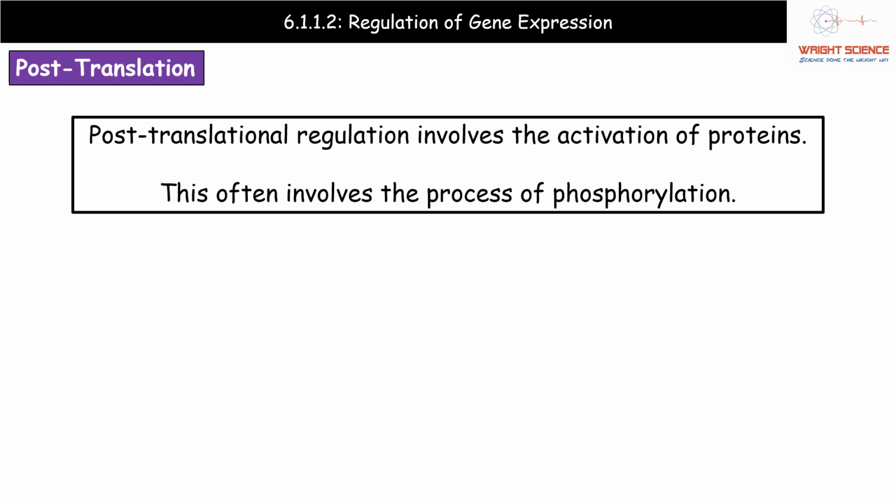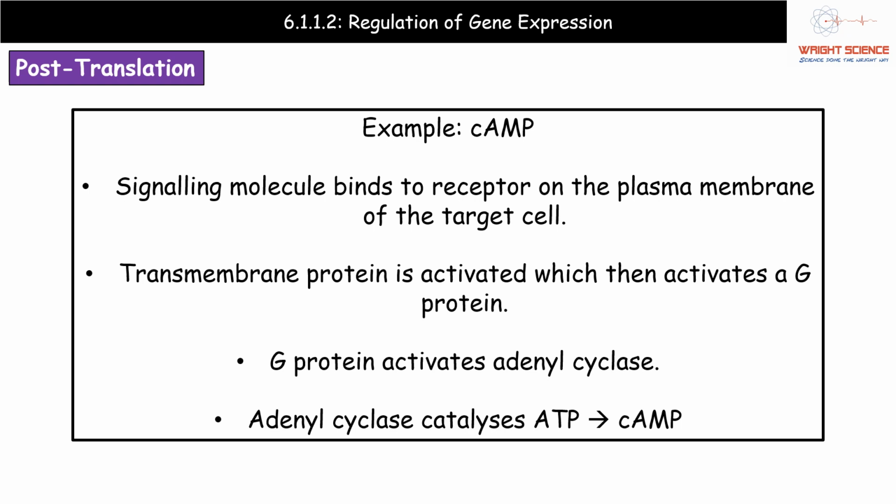The last category of our gene regulation is post-translation. So post-translation is basically about activating proteins. So this typically involves a process of phosphorylation. And the example we're going to look at to explain this is cyclic AMP or cAMP. This is something that will come up in module 5 as well. So it's a nice little repeating molecule.